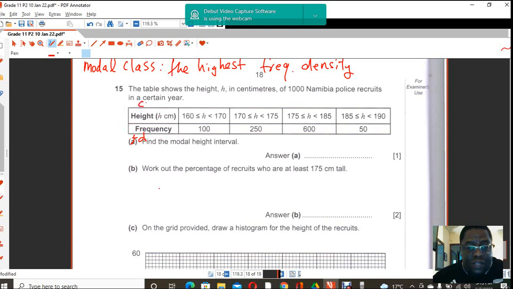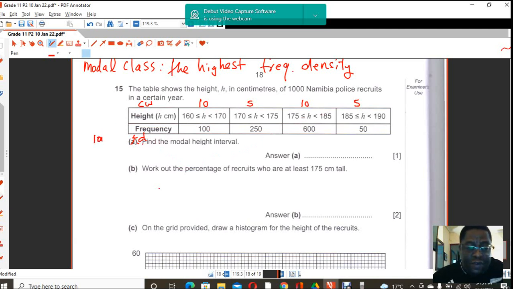Here I'm going to have the class width. So the class width of 170 minus 160, that's 10. 175 minus 170, that's 5. 185 minus 175, that's 10, the class width. 190 minus 185, that's 5. Are you together? So frequency density, remember we said frequency divided by that.